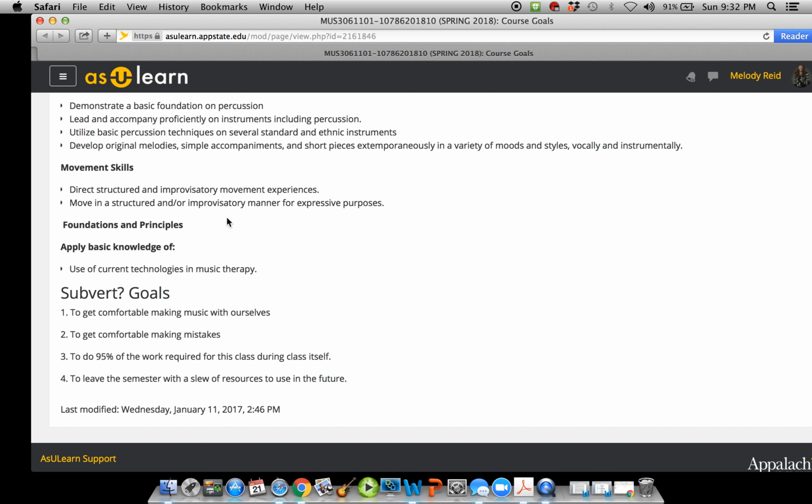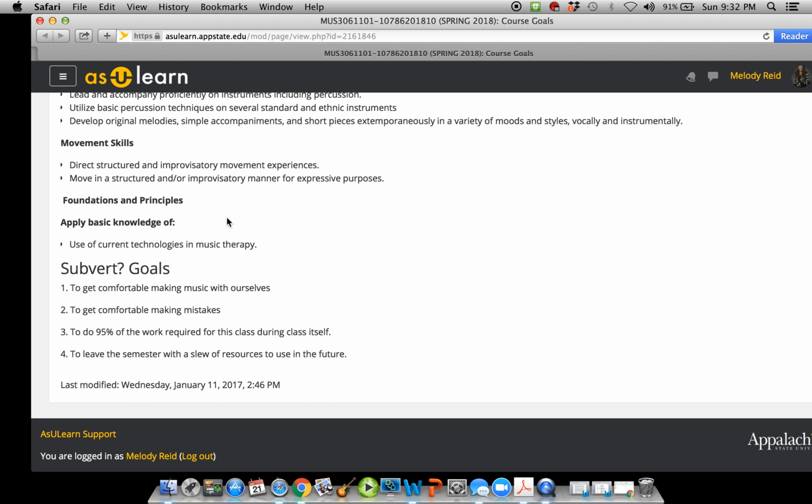And then apply basic knowledge of use of current technologies in music therapy. So we'll also spend quite a bit of time with GarageBand and other technologies so that you feel comfortable using those in the clinical setting as well, since those are fairly accessible. Because I think that's an important piece of using technology, is that it's something you and the clients can easily access.